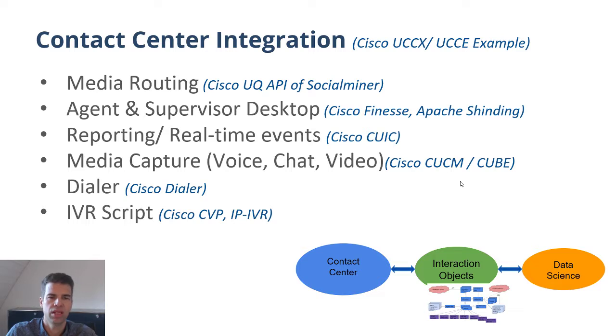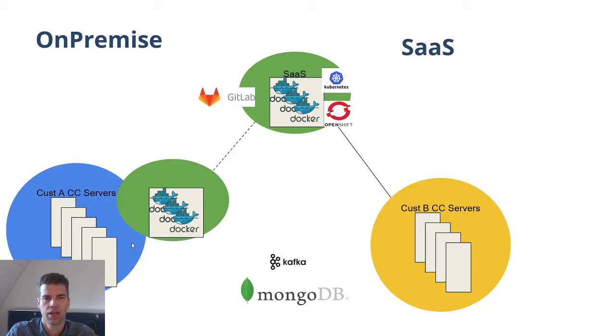We also provide you means for media capture, such as voice and chat, for which we are basically working with Cisco Call Manager and CUBE and JTAPI. We're interacting with the Cisco Dialer and Cisco CVP and IP IVR. So we actually do all the messy work that those interfaces typically provide you. I mean, they're very good APIs, but we basically take care of interacting with those APIs so that you can really focus on your business case.